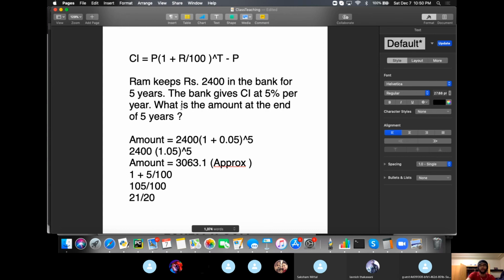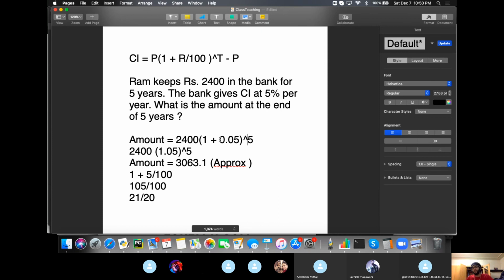In exams, when they usually give you these problems, since you do not have calculators, they will not ask you to do it for 5 years and all. They'll just ask you for 2 years and 3 years and things like that. So you can actually do it by hand, because if it's 2 years, you can do 21 by 20 multiplied by 21 by 20. It's raised to the power 2 and raised to the power 5. Remember, this is raising to the power, not just multiplying by 5. You are actually doing 1.05 times 1.05 times 1.05.